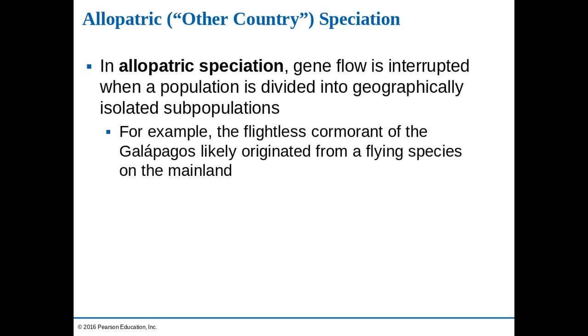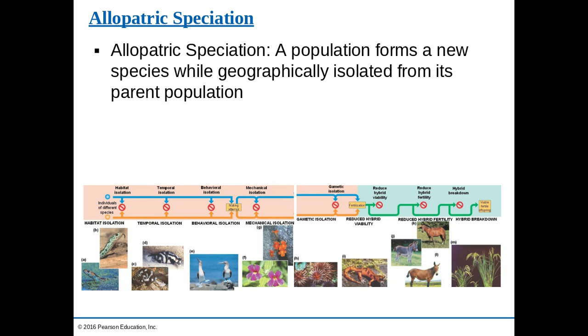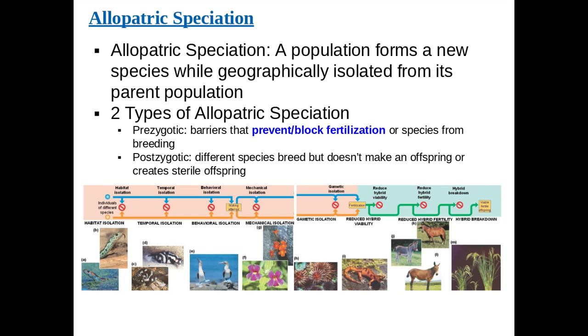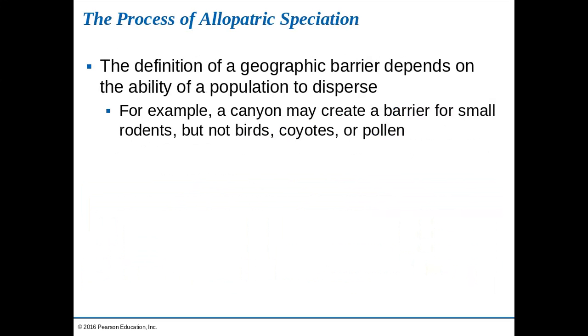So basically genes can't move between a population because there's now a geographic barrier between them. And this happens when a population is geographically isolated from its parent population. And generally, this ends up leading to the different types of reproductive isolation we talked about in the last section. So allopatric speciation really depends on that geographic barrier, but what constitutes a geographic barrier depends on whether the population can still stay together or disperse.